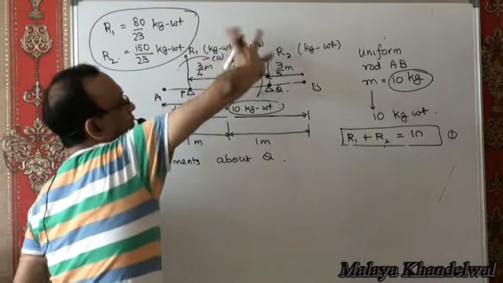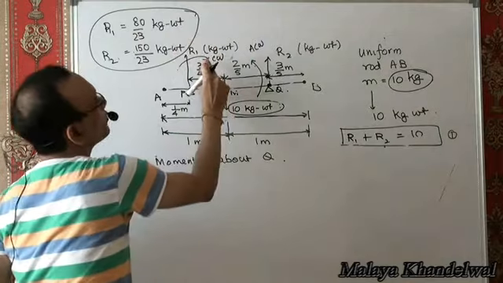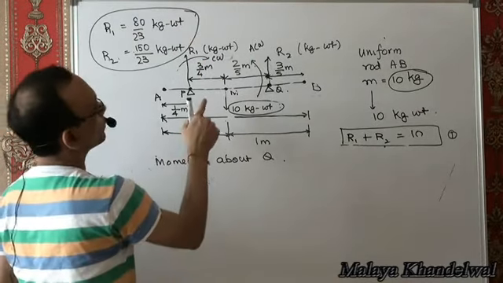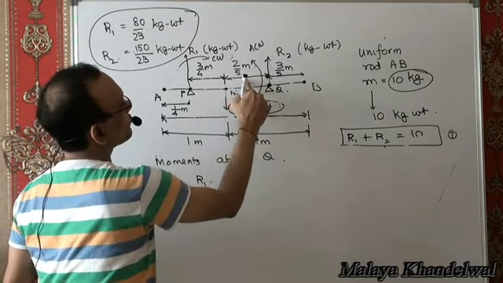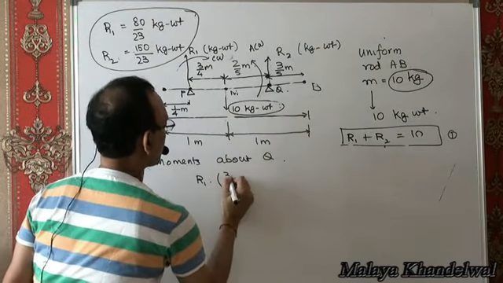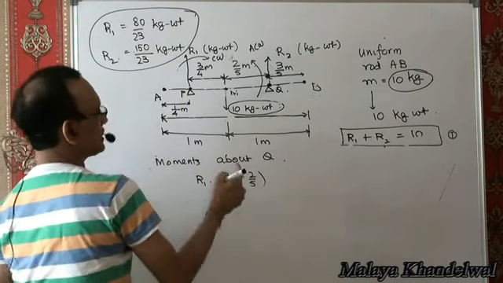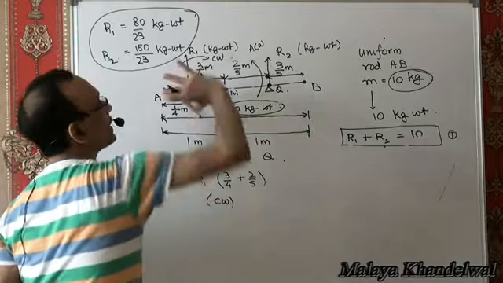Realize that R1 will produce a clockwise moment about Q. How much will that be? That's going to be R1 into 3 by 4 plus 2 by 5. That's the clockwise moment produced by R1, right?